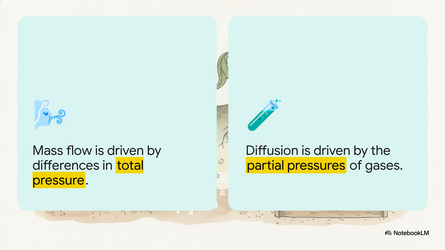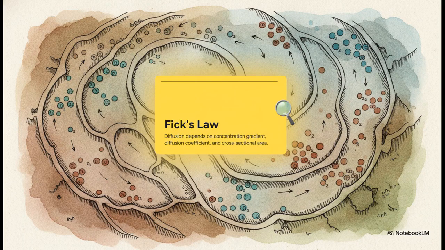Diffusion, on the other hand, is driven by the partial pressures of individual gases. It's simply the random molecular motion of gases moving from an area where they're highly concentrated to an area where they're less concentrated. But here is the absolutely crucial point. Between those two mechanisms, diffusion is doing the heavy lifting. Actually, diffusion accounts for more than 90% of all gaseous exchange in the soil.